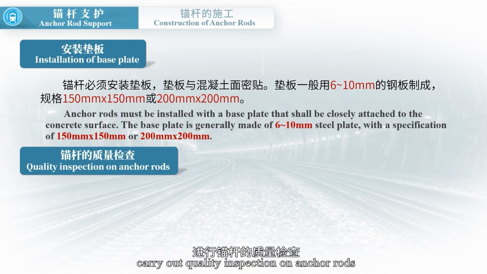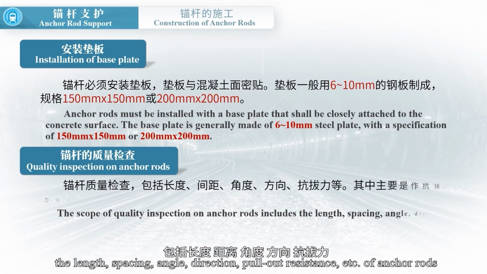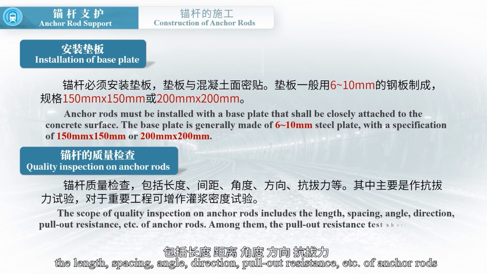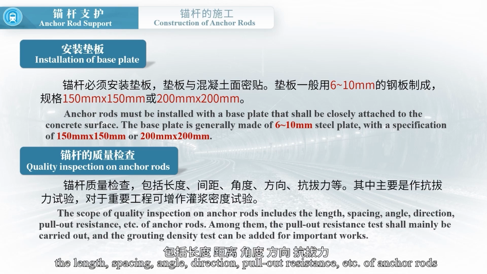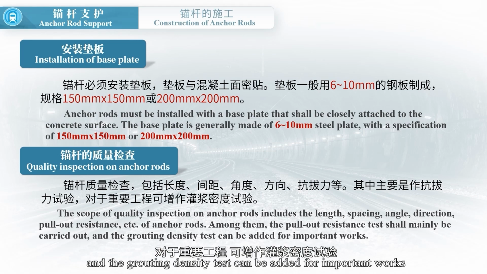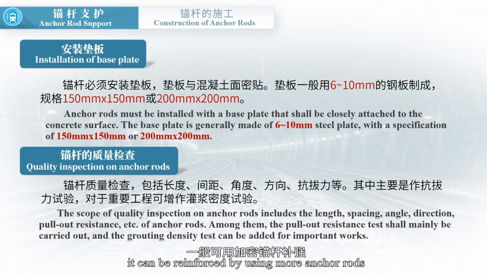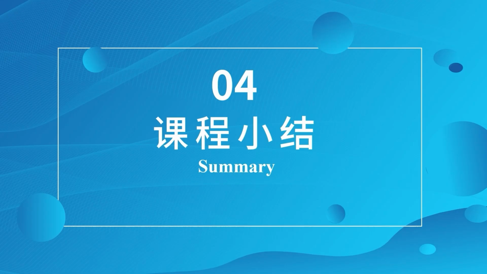Finally, carry out quality inspection on anchor rods. The scope of quality inspection on anchor rods includes the length, spacing, angle, direction, pull-out resistance, etc. of anchor rods. Among them, the pull-out resistance test shall mainly be carried out, and the grouting density test can be added for important works. If the pull-out resistance does not meet the design requirements, it can be reinforced by using more anchor rods.